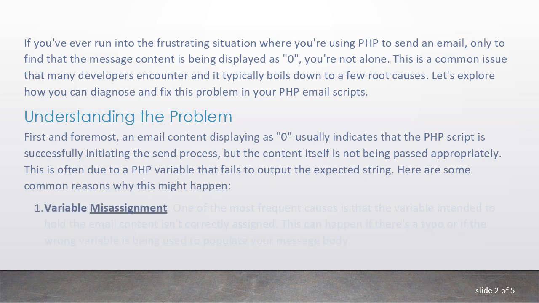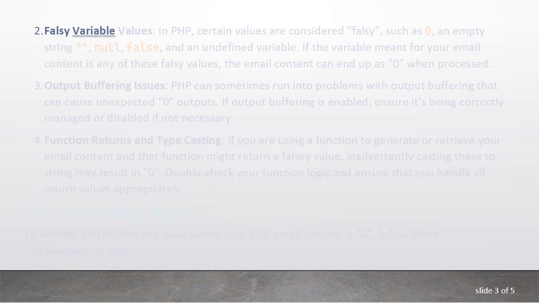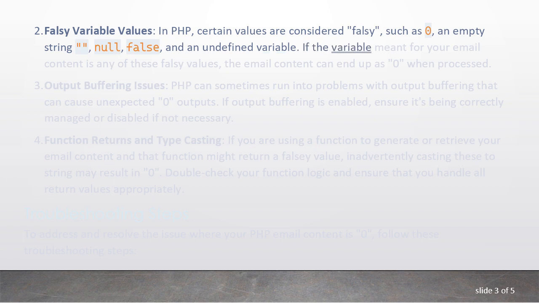Variable misassignment. One of the most frequent causes is that the variable intended to hold the email content isn't correctly assigned. This can happen if there's a typo or if the wrong variable is being used to populate your message body. Falsey variable values. In PHP, certain values are considered falsy, such as 0, an empty string, null, false, and an undefined variable. If the variable meant for your email content is any of these falsy values, the email content can end up as 0 when processed.